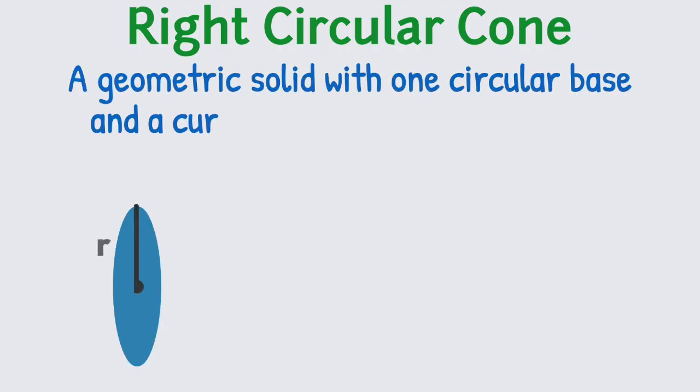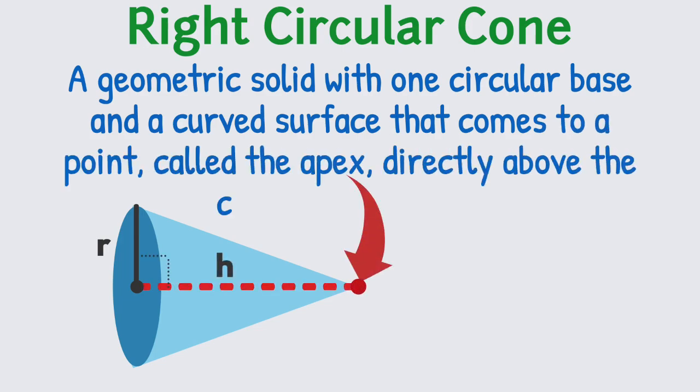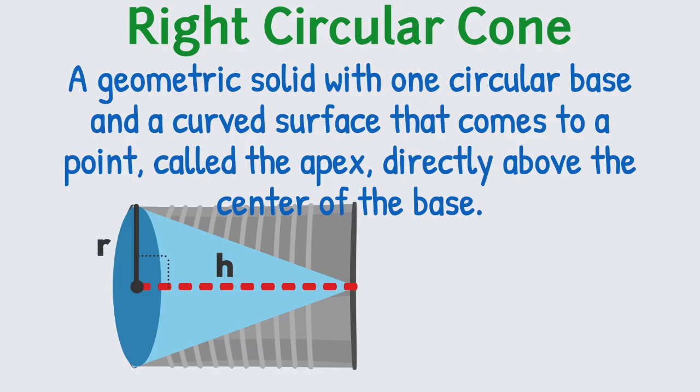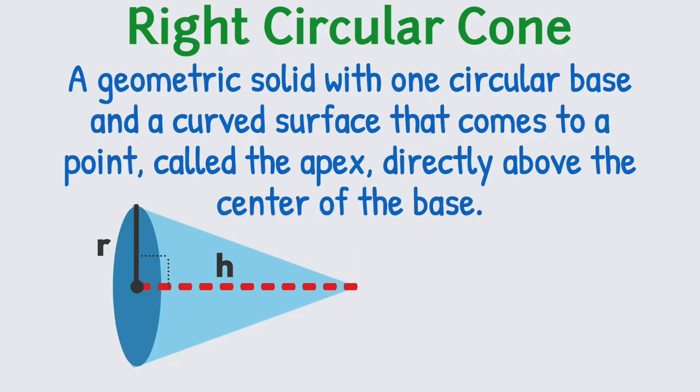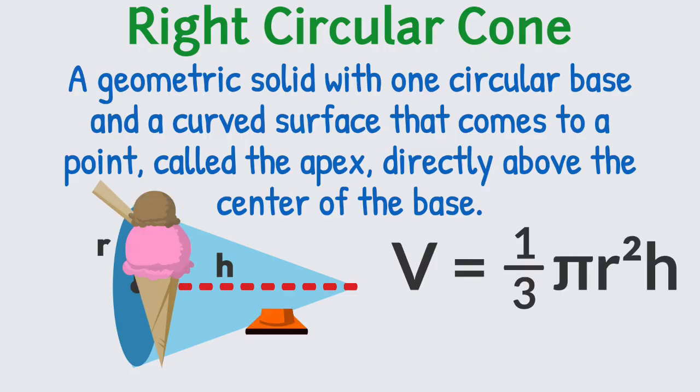Right circular cone: a geometric solid with one circular base and a curved surface that comes to a point called the apex, directly above the center of the base. Here is a remarkable fact. The volume of a cone is exactly 1/3 the volume of a cylinder with the same base and height. That gives us the formula volume equals 1/3 times pi times r squared times h. An ice cream cone, a traffic cone, and the tip of a sharpened pencil are all examples of a right circular cone.